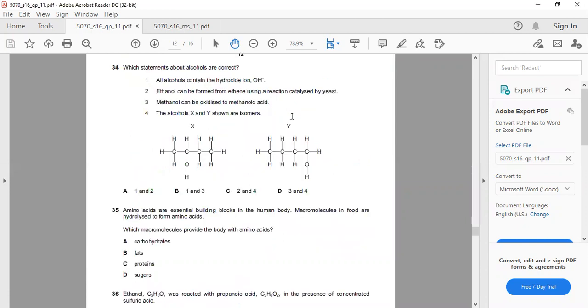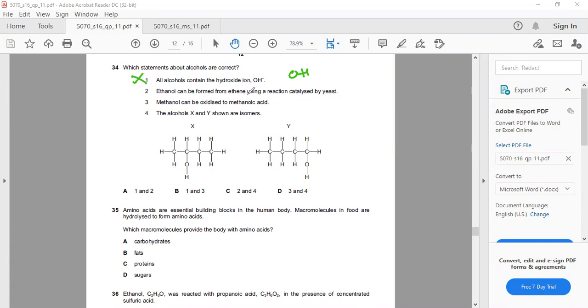34. Which statement about the alcohols are correct? All alcohols contain the hydroxide ion is wrong. This is the common distraction. Alcohol contains OH atoms, not ion. It is the most common distraction.